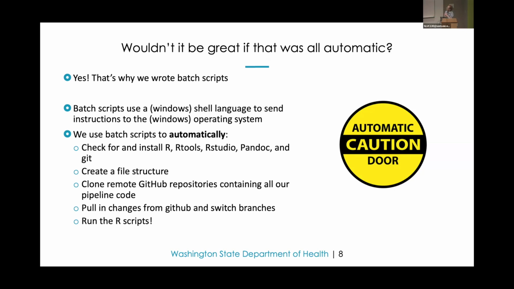So we wrote batch scripts that check for R, install it if it's missing, check for our tools. We also do RStudio. We wouldn't need that to just run the code, but we also like them to be able to look at it if they want. Downloads, installs pan.get.